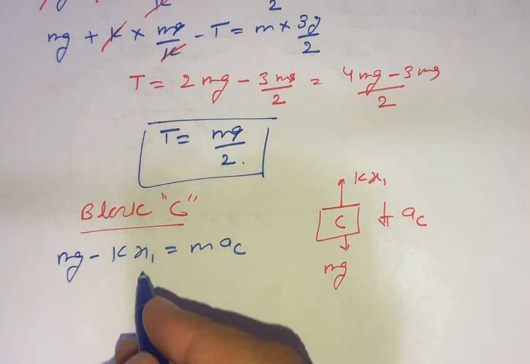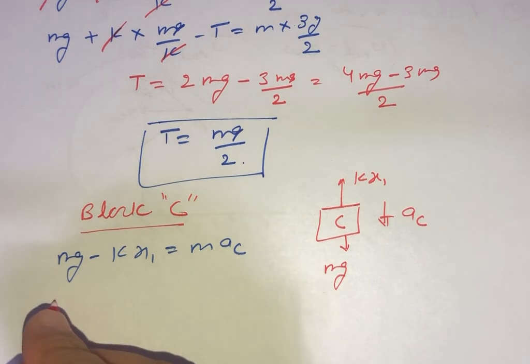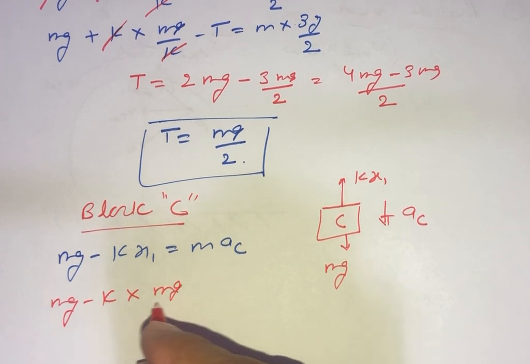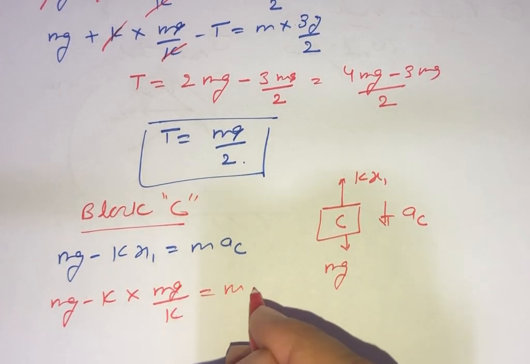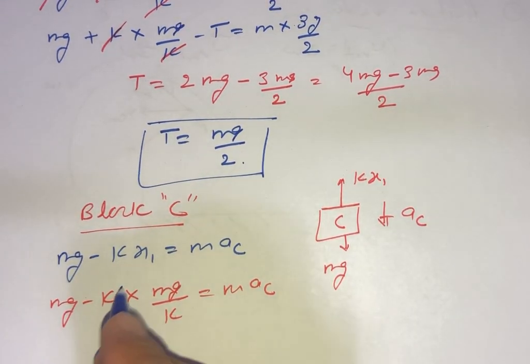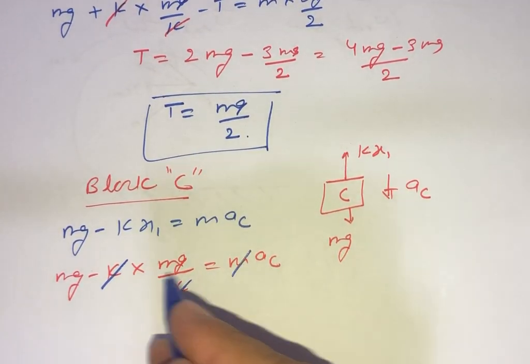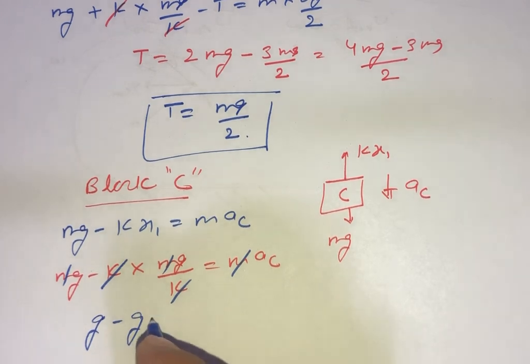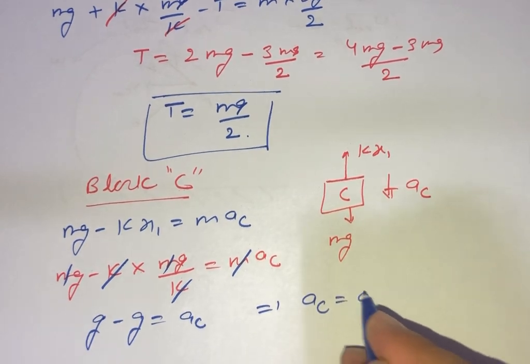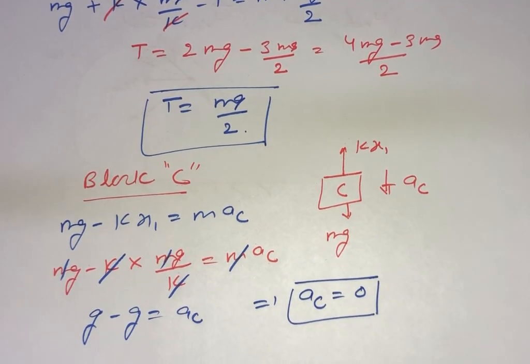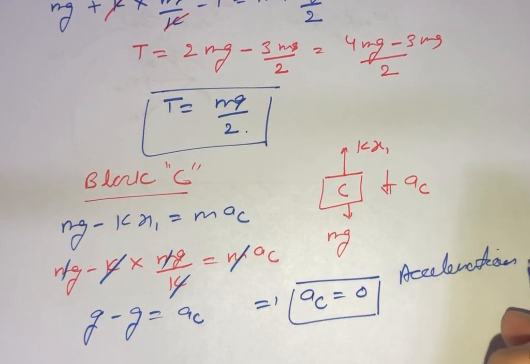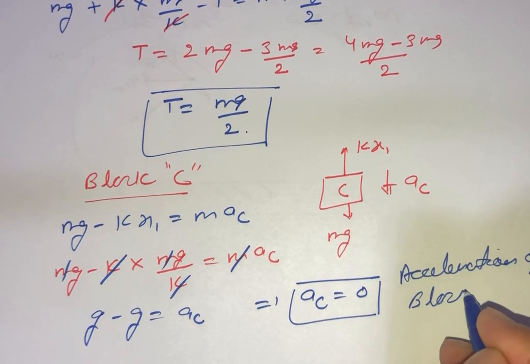Okay, and we put the value of x1. We can write this as mg minus k into mg by k is equal to maC. Now this k cancels out with k, entirely mass goes, this will be g minus g is equal to aC. So from here we can say that acceleration aC will be equal to 0. So this is the acceleration of block C.